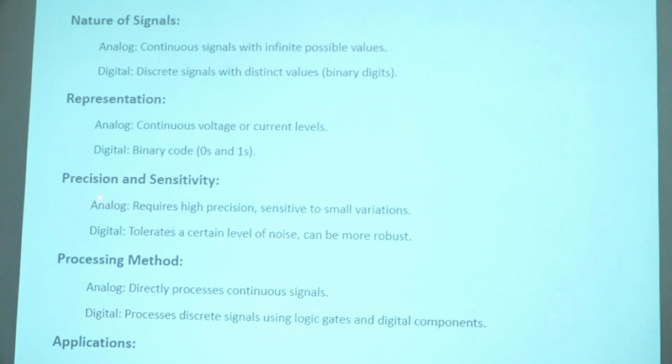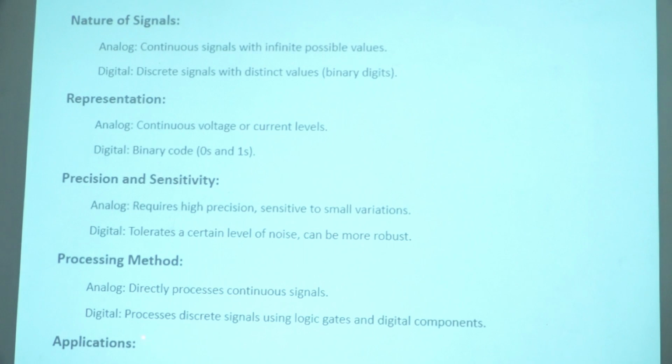So when we discuss precision and sensitivity, analog electronics requires high precision and is sensitive to small variations of currents or voltage, whereas digital electronics tolerates a certain level of noise and can be more robust. Processing methods: analog electronics process continuous signals. Digital electronics process digital signals using logic gates and other digital components, which we are going to discuss today in the class.